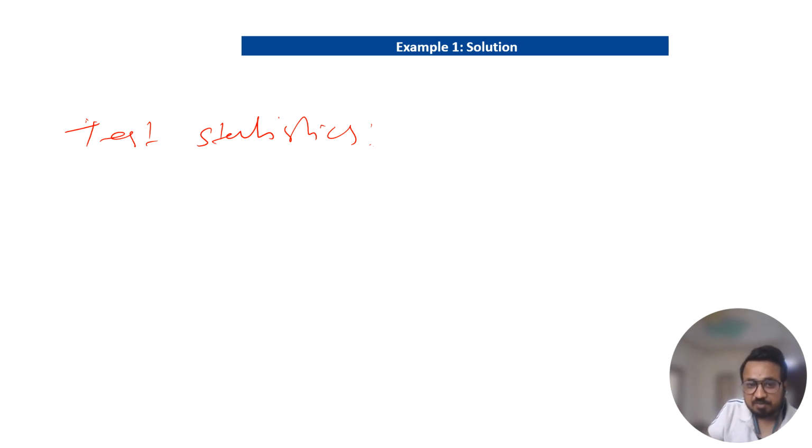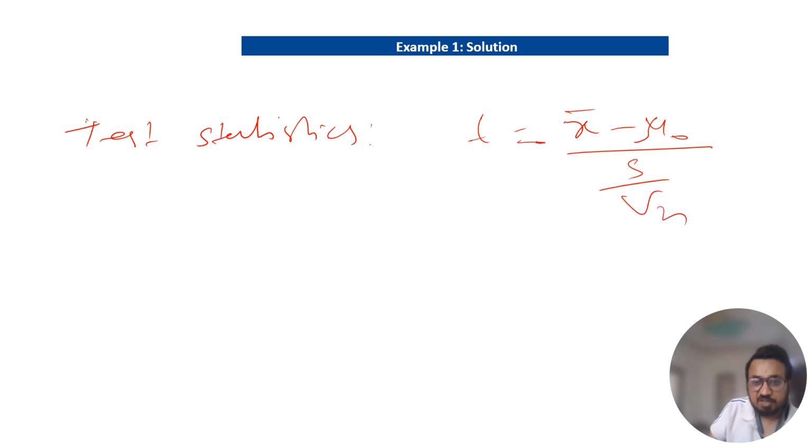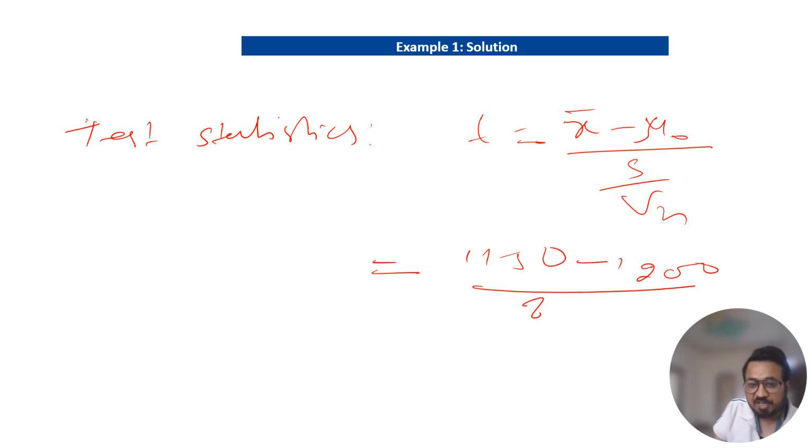T equal to (x bar minus mu naught) by s by square root of n. So this is equal to the what? This is equal to 1150 minus 1200 by s, which is 80 by square root of 10. After calculation, this is equivalent to minus 1.98, right?